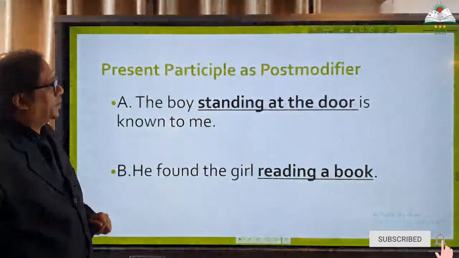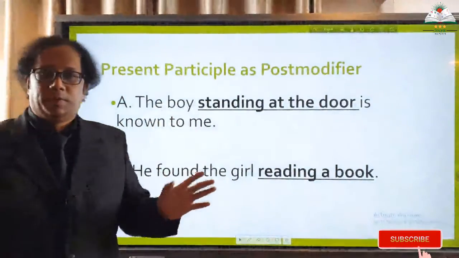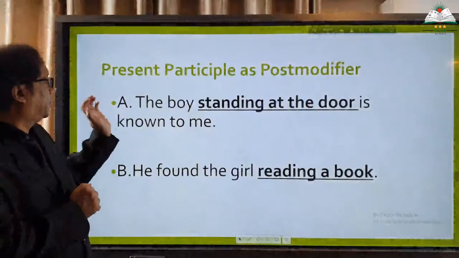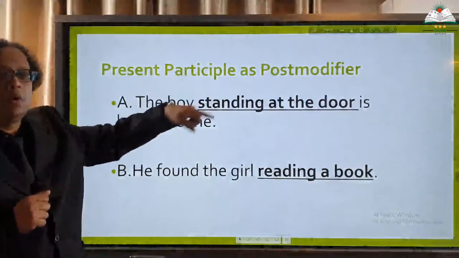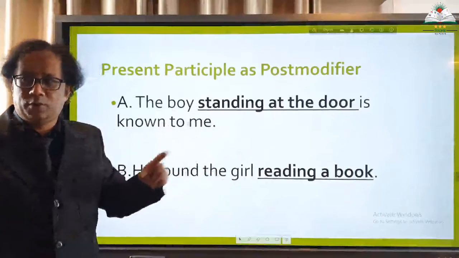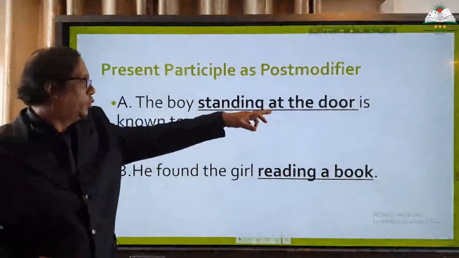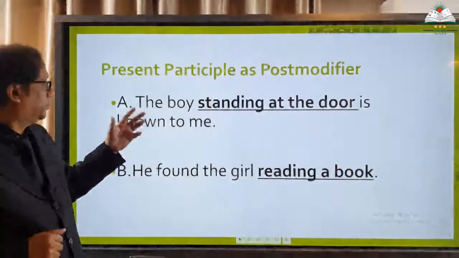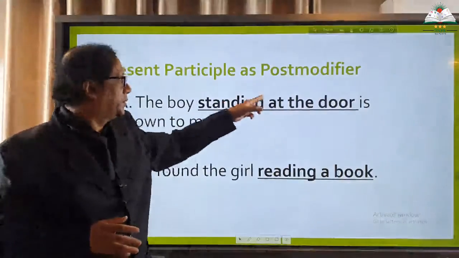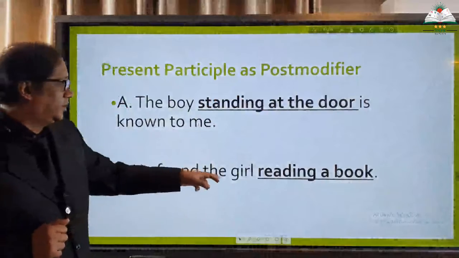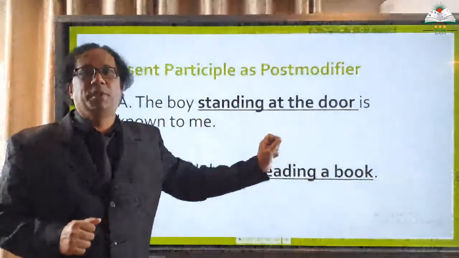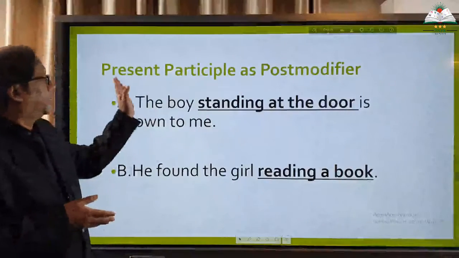Present participle as post modifier. We said it earlier: the main form of the verb plus ing is called the present participle. Keep in mind we are studying post modifiers. So: the boy standing at the door. Which boy? Let's say there are many boys, but one boy is standing at the door. We can say, the boy standing at the door is known to me. Actually, the main sentence is, the boy is known to me. Which boy? The boy standing at the door. Or, he found the girl reading a book. He saw the girl reading a book, singing a song, painting a picture, this sort of thing. So this is the present participle.